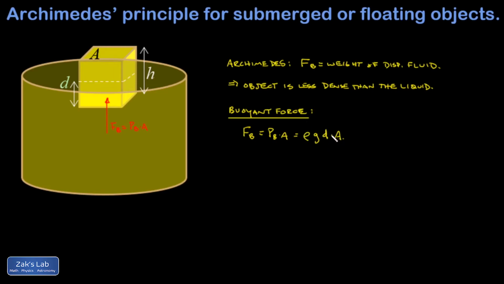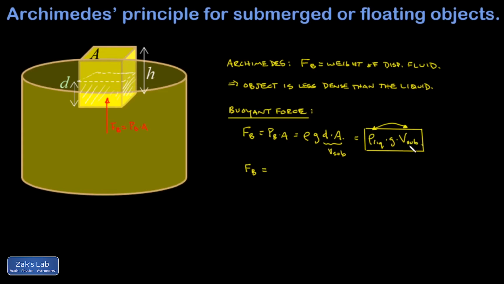And then what I want to do is give a special name to this, d times A. If I look in the diagram, that means something geometrically. It's the volume that's actually under the surface of the water. So I'm going to call that V submerged. And I get that the buoyant force is equal to the density of the liquid times g times the amount of the object that's submerged, V submerged.